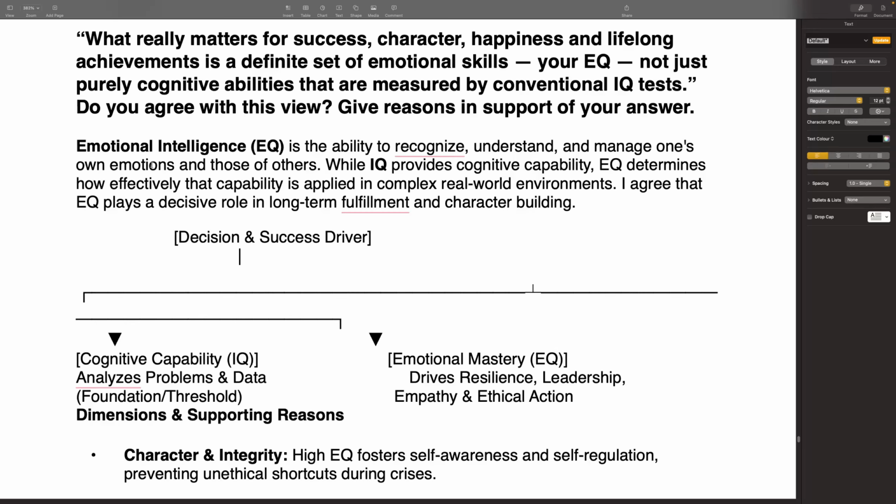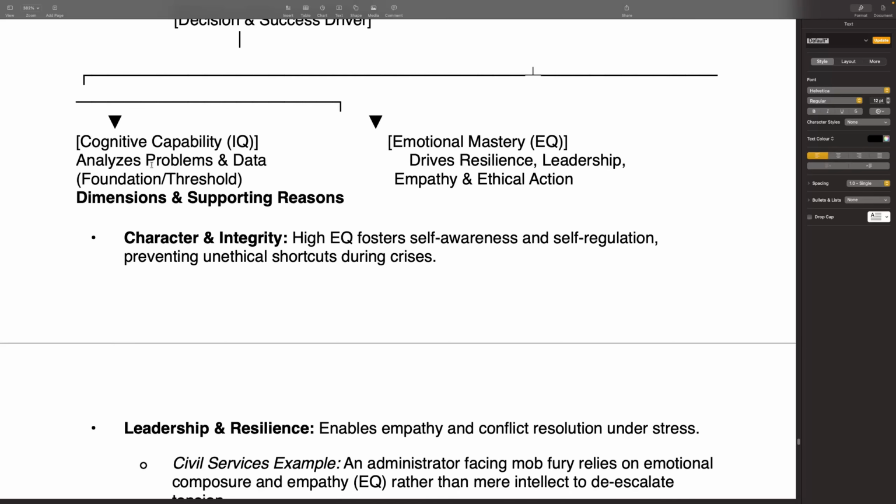Emotional intelligence (EQ) is the ability to recognize, understand, and manage one's own emotions and those of others. While IQ provides cognitive capability, EQ determines how effectively that capability is applied in complex real world environments. We agree that EQ plays a decisive role in long term fulfillment and character building. Character and integrity.